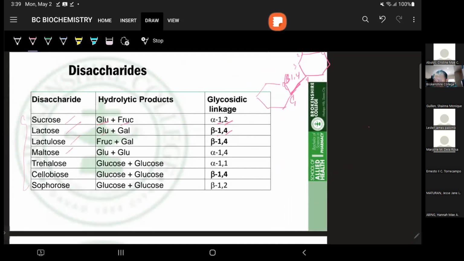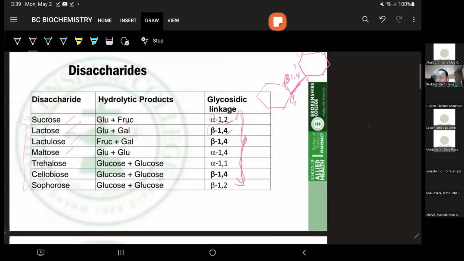So beta and alpha mean the direction, up or down. Do you follow? Because we have alpha and beta anomers in projection. So that is for the linkages. Please be familiar with this one because these are popular board exam questions.